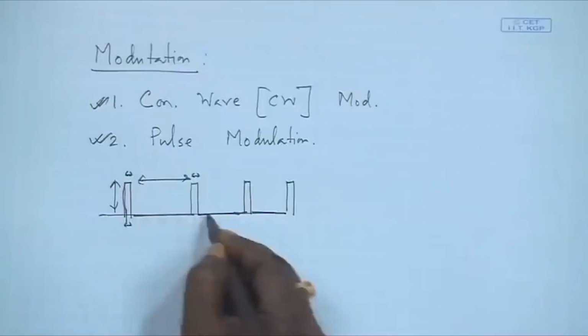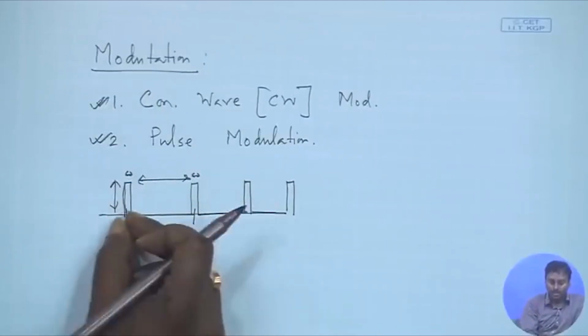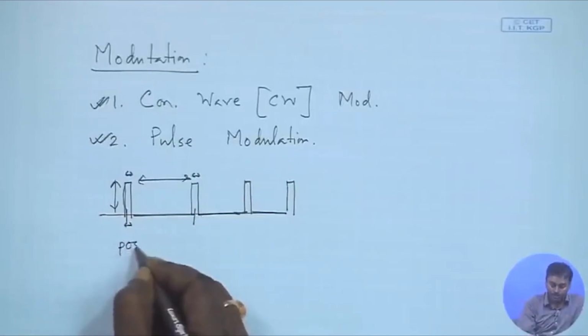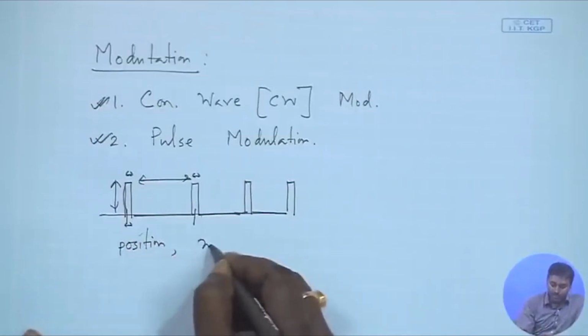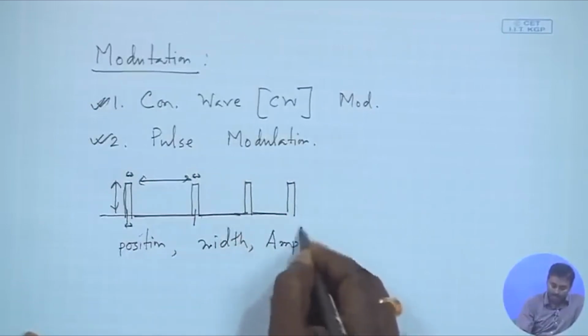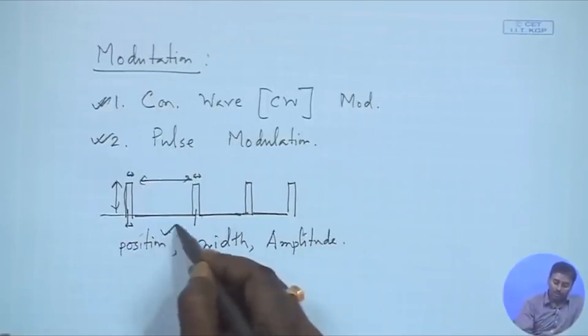So that's another thing. And then if the pulse is periodic, I can also vary the location of the pulse. So I can slightly deviate the location of the pulse. That's called the position of the pulse. That's also another variability that I can get. So position, width, and amplitude. And for modulation, I can use all three of them.